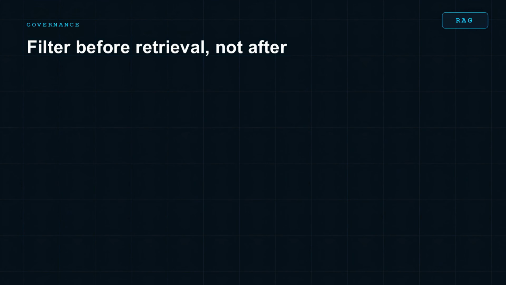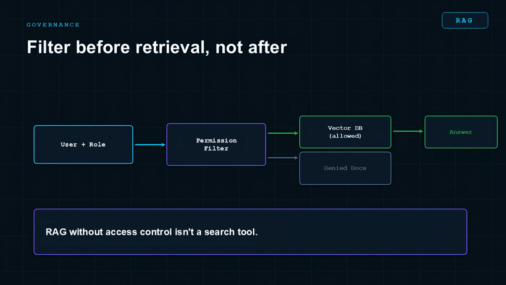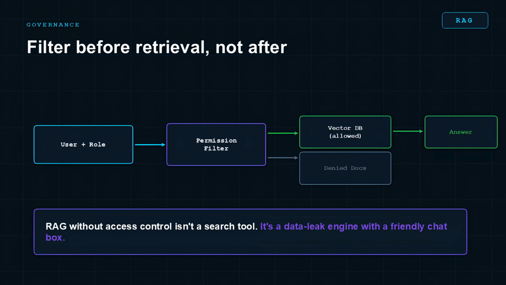One risk deserves its own moment, and it's the one that ends careers, not just demos. If retrieval can fetch any document, an intern can ask a question and get the CEO's compensation clause. Permissions must be enforced before retrieval, not after. Filter what a user is allowed to see before it ever reaches the model. RAG without access control isn't a search tool. It's a data leak engine with a friendly chat box.